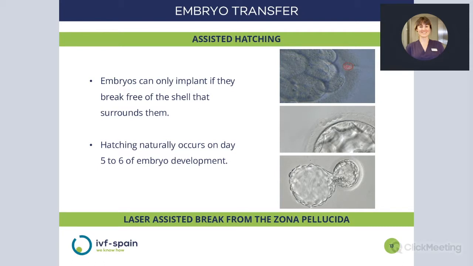They can only implant when they have broken this shell, and this happens at the blastocyst stage around day 5 or day 6 of embryo development. So when we transfer an embryo on day 2, day 3, or day 4, the embryo will be in the uterus waiting, growing, until finally it reaches this point when it comes out and it can implant.